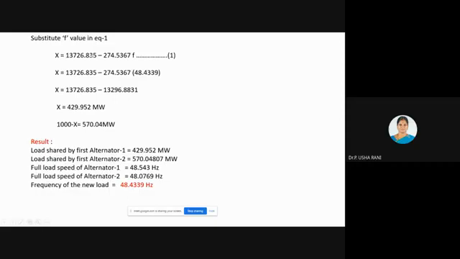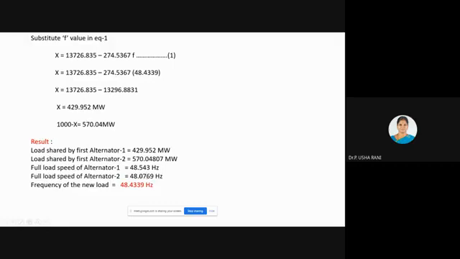Using equation 1, substituting F as 48.4339, I calculated X as 429.952 megawatt. This is the load shared by alternator 1. The load shared by alternator 2 comes from equation 2, which is 1000 minus X. Substituting the X value, you will get 570.04 megawatt. So you can find the load shared by alternator 1 as well as alternator 2. This is the final answer.